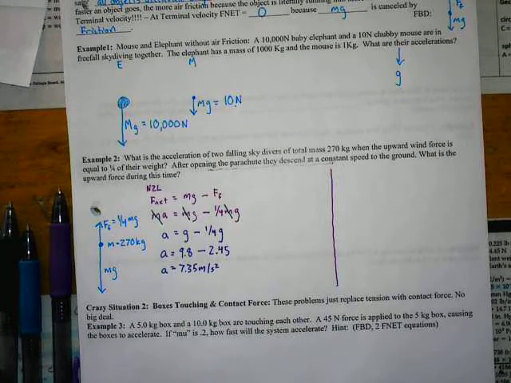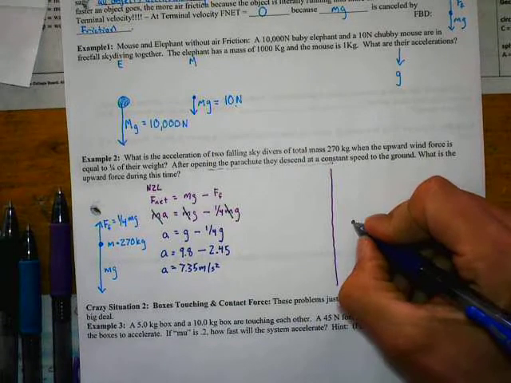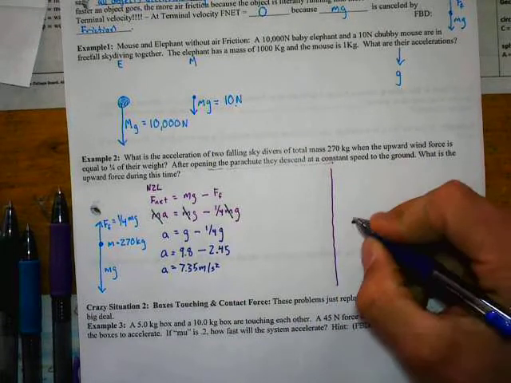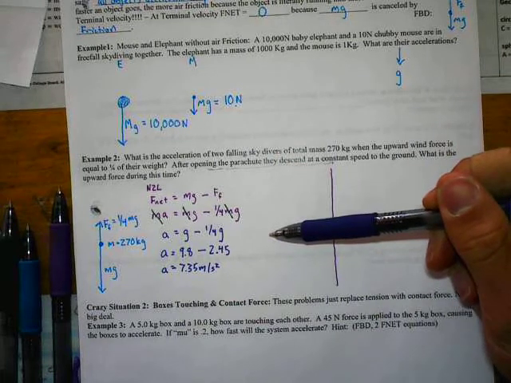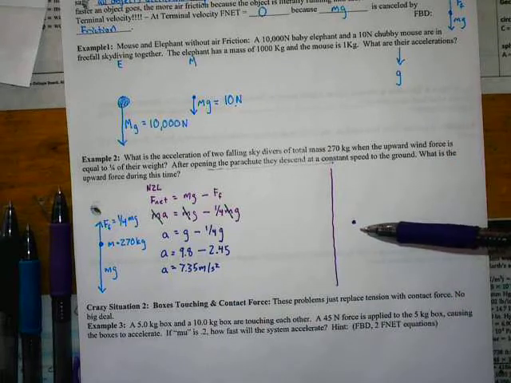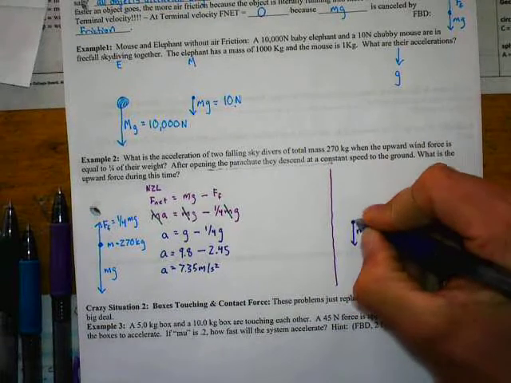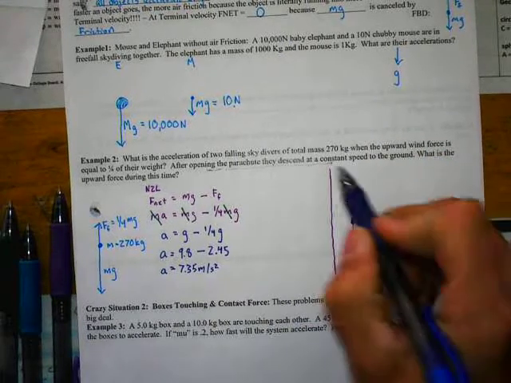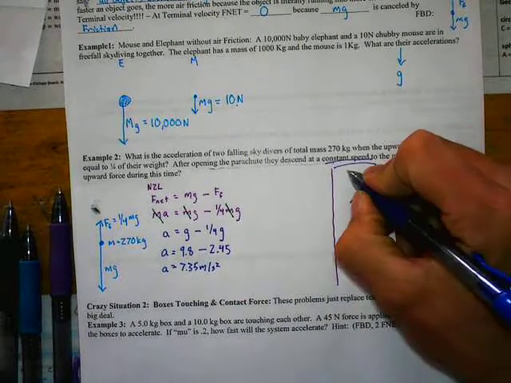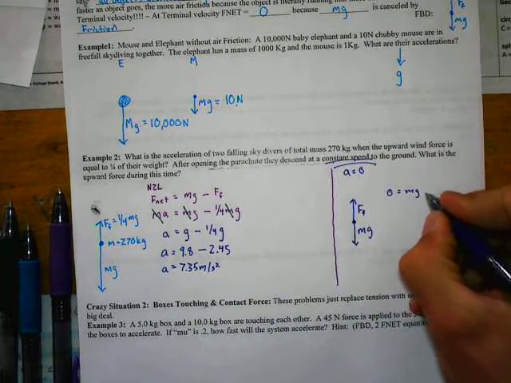Now, that's part 2 over here. After opening, they're going to be at constant speed. What's the upward force during this time? So this is when they are at terminal velocity. There's one terminal velocity for when they don't have the chute open. Over here, terminal velocity is going to be less, but that actually doesn't matter. Let's just draw the FBD. Mg and force of friction have to be equal because of constant speed. Acceleration equals zero.